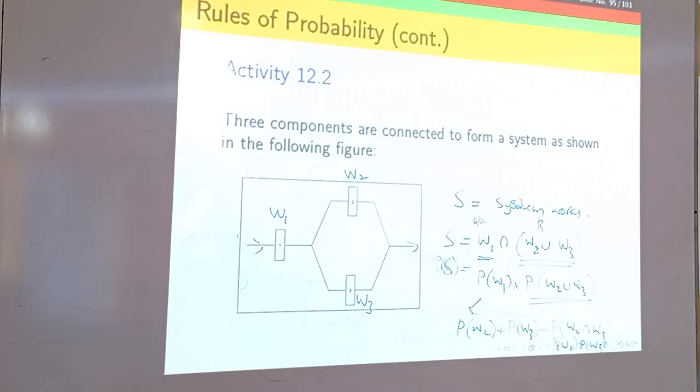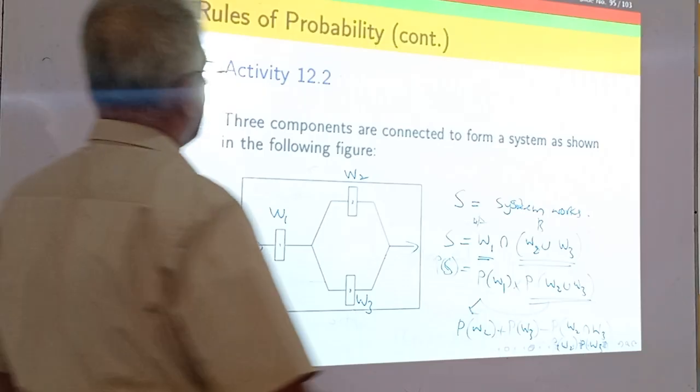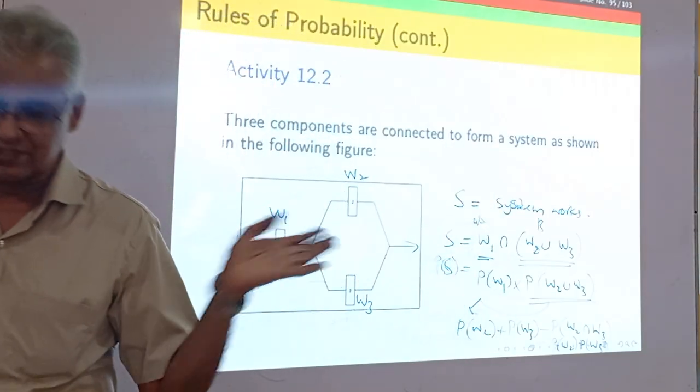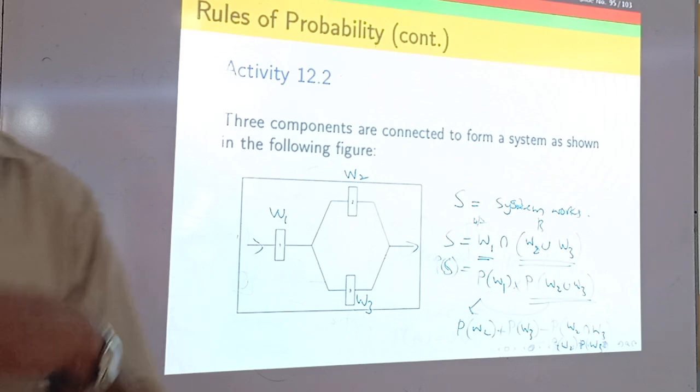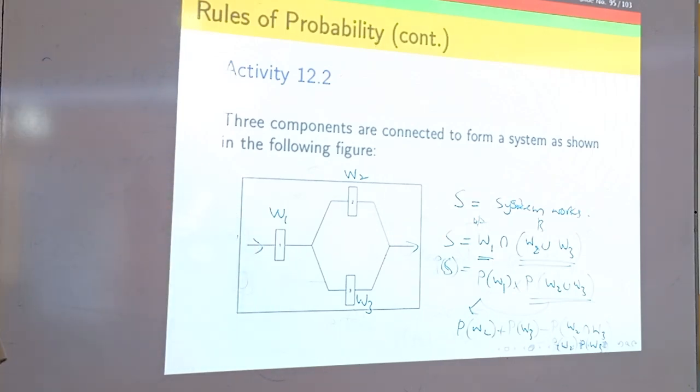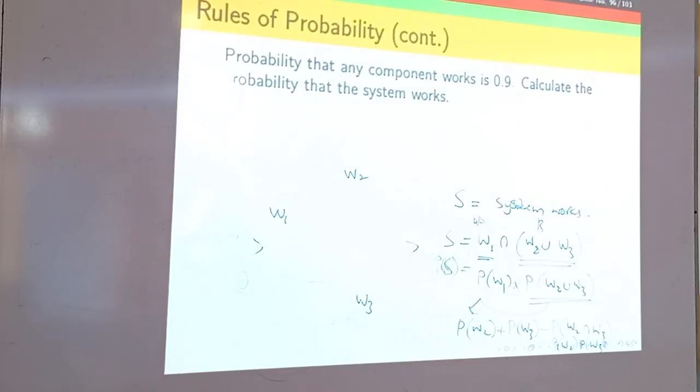So one might ask, okay, suppose you have 5 systems like this. This is the probability that one system works. Suppose you select 5 randomly, 5 systems like this. What is the probability that 2 of them will work? And this kind of questions can be asked. We will answer that kind of questions later.